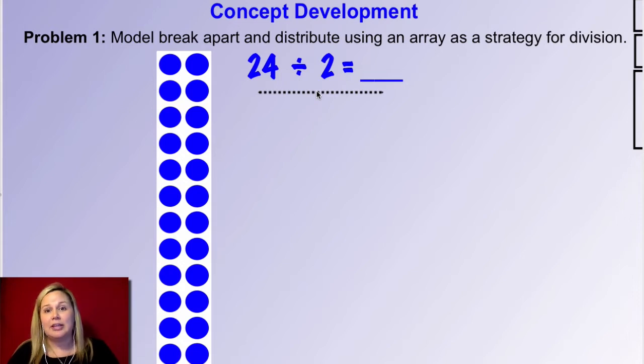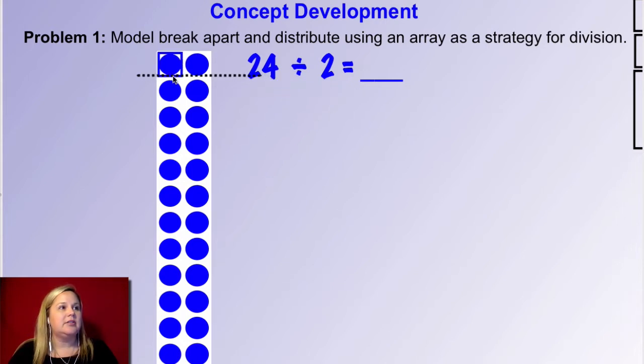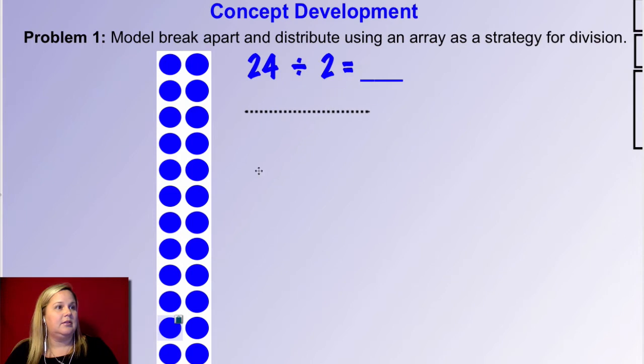Okay, so this shows one way to break apart this array. This is not the only way you can break apart this array, but I chose to do it after 10 because 10 is an easier number for me to be able to work with. I like those nice friendly numbers. Okay, so this is after one row, 2, 3, 4, 5, 6, 7, 8, 9, 10. Okay, so I'm going to leave that right here. Okay, so I broke apart my array now.